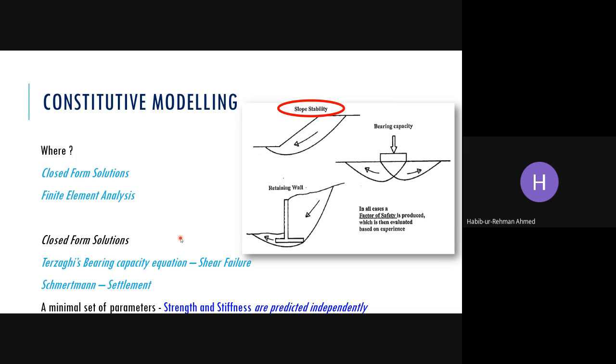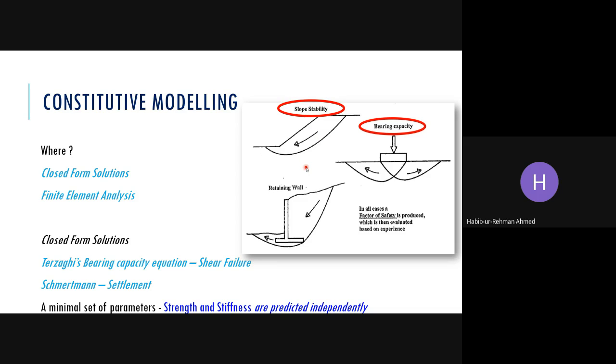We have the method of slices, which is a limit equilibrium methodology, and we use the parameters from this constitutive model. We plug them into the methodology for the slope stability analysis, and we come up with a factor of safety. So that gives us only the strength of this material in the form of a factor of safety against sliding. But it does not give us a methodology which can tell us how much deformation would occur. This is one of the limitations of this methodology when we use it for slope stability.